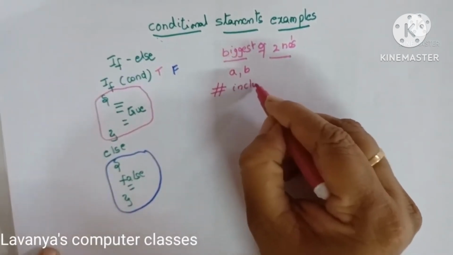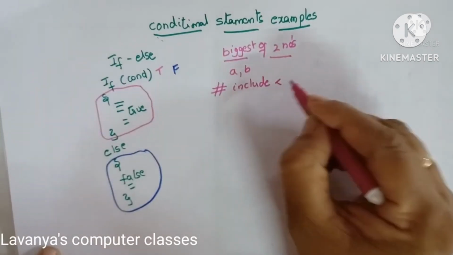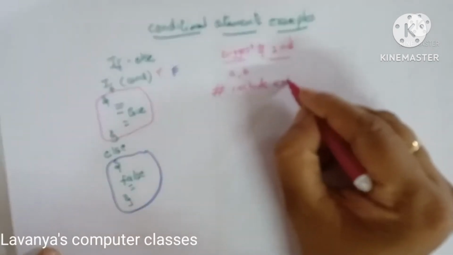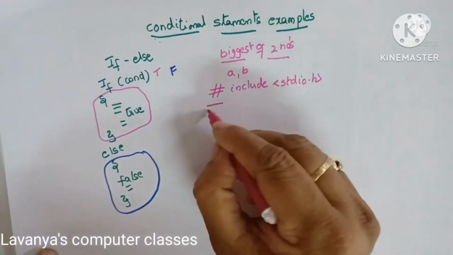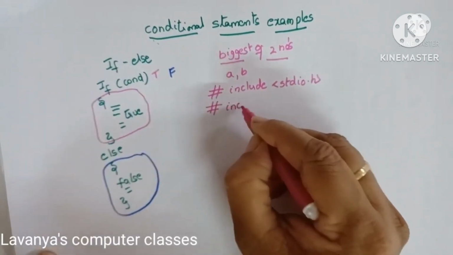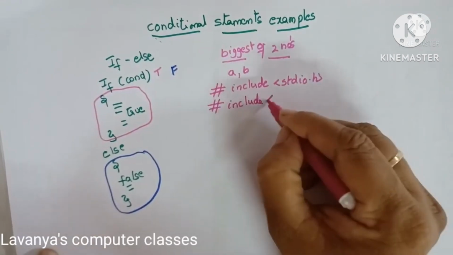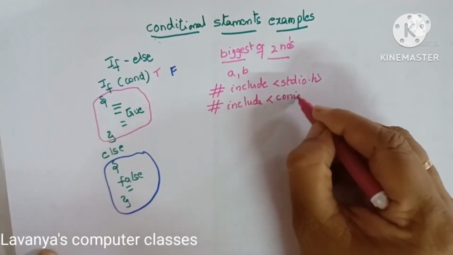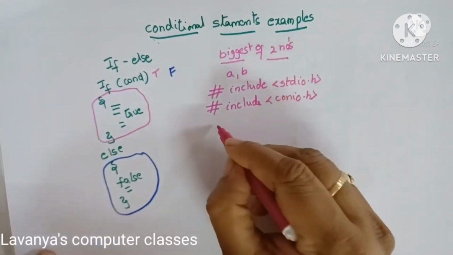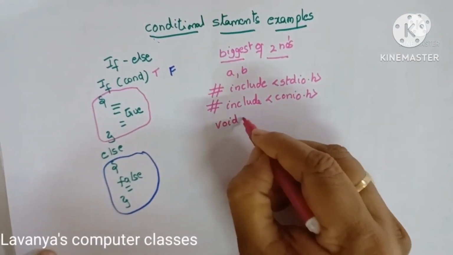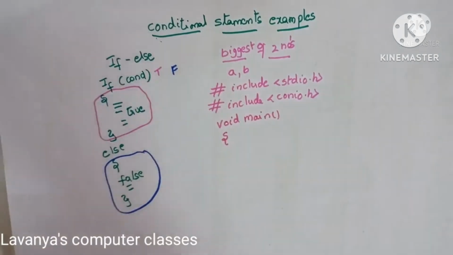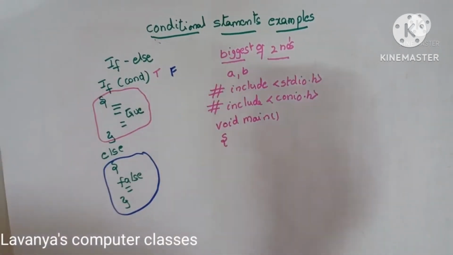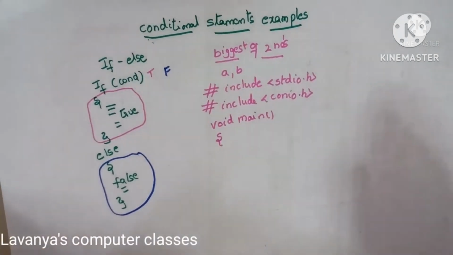C language programmers have to write #include <stdio.h>. Preprocessor directives. stdio means standard input output .h. Next #include <conio.h>, console input output .h. Then void main function. Then now we start with the programming here.